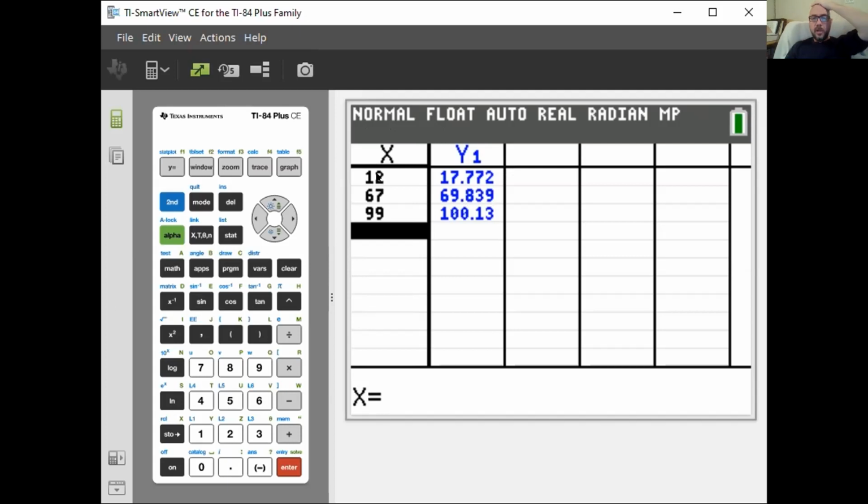And so if someone had a midterm average of 12, our model predicts that they will have a final exam score of 17.77, or about 18%. Similarly, for an X value of 67, so a midterm exam average of 67, it outputs about a 70% on the final, and the same thing, 99 goes to about 100.